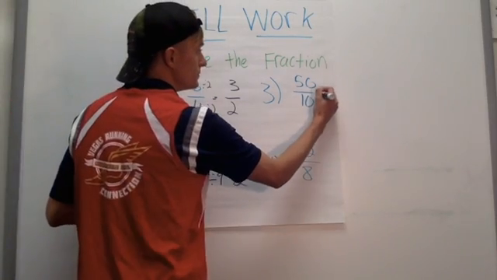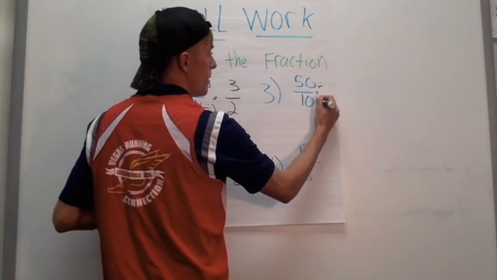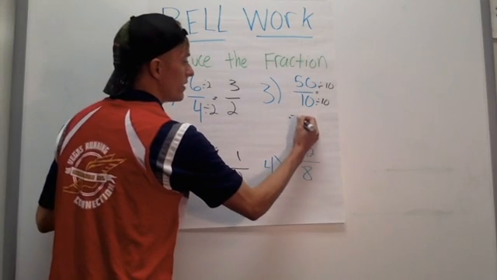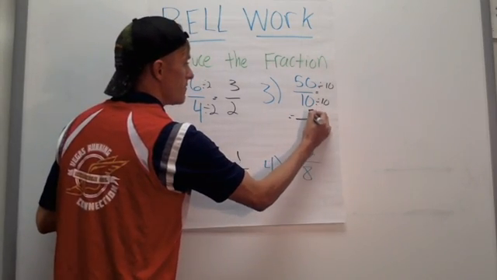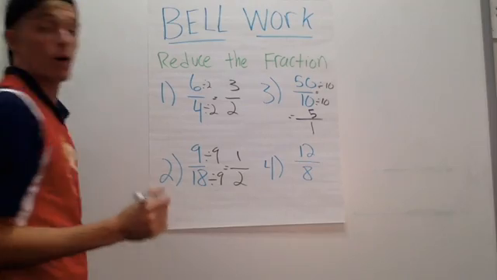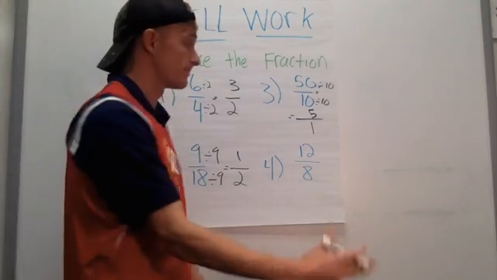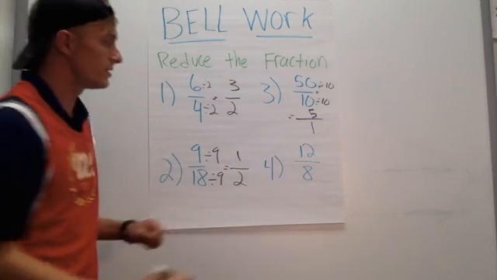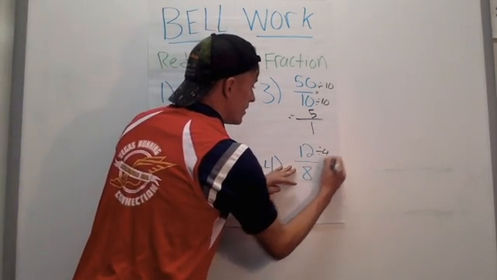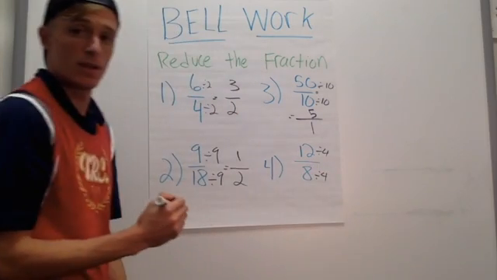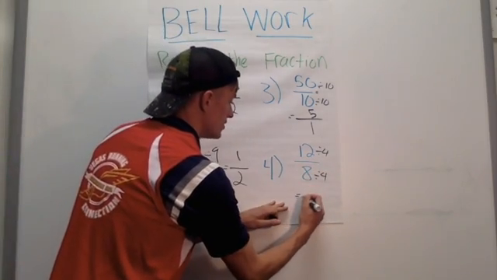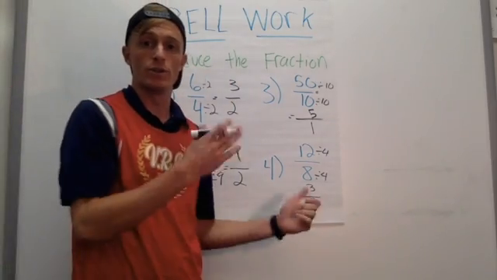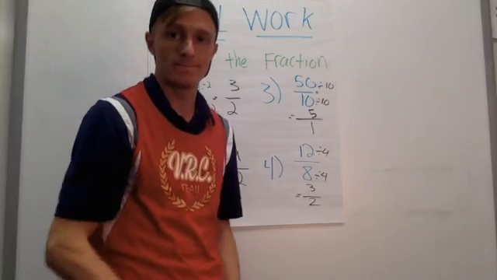Problem 3, you divide the top and the bottom by 10, and that gives you a final answer of 5/1, or just the number 5. The last one, the number that goes into 12 and 8 is 4. So you divide the top and the bottom by 4, and you reduce that fraction to 3/2. Reducing fractions. Booyah.